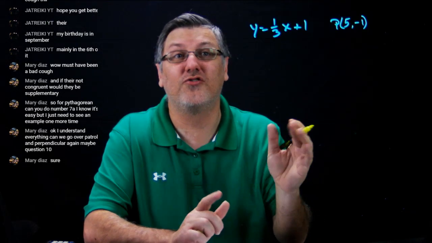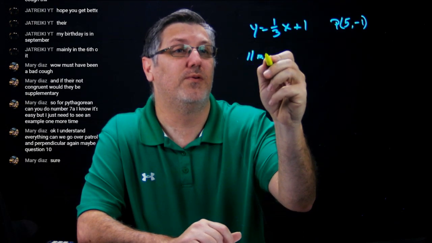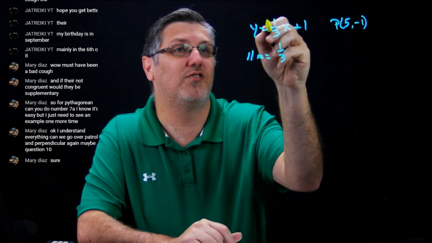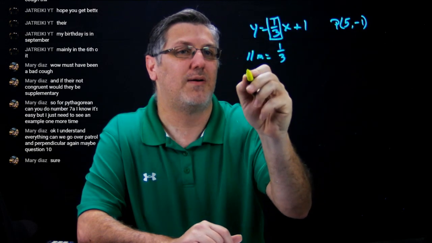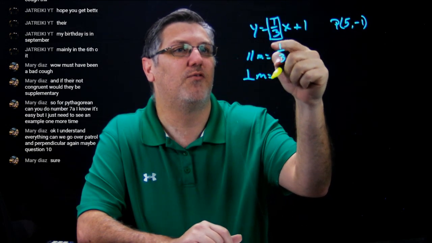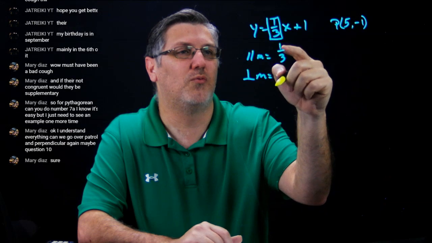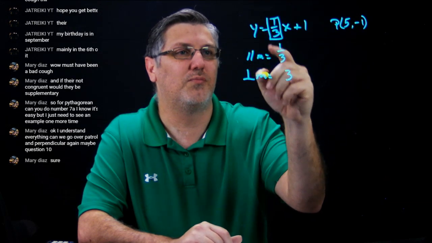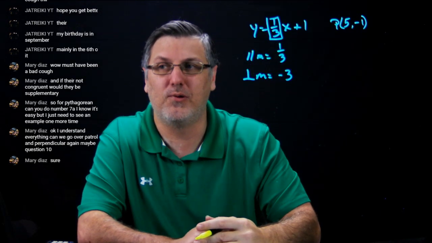All right. So same thing. My parallel slope is going to be 1/3. It's the same as this right here. My perpendicular slope, I'm going to flip this upside down. So 3 over 1 just becomes 3. This is positive, so I change the sign to negative. So there's my perpendicular slope.